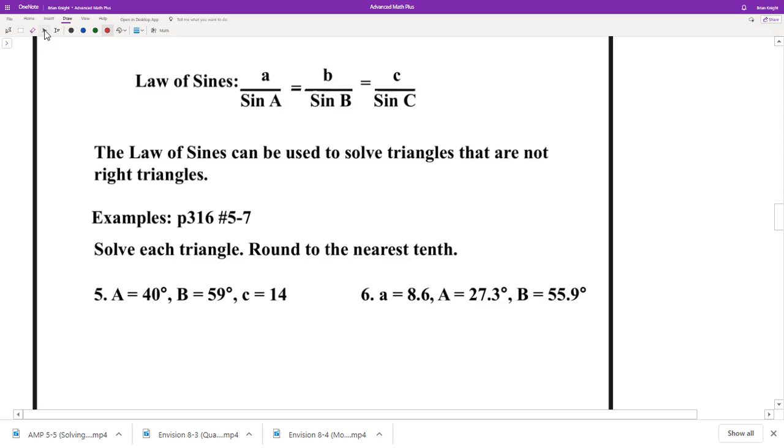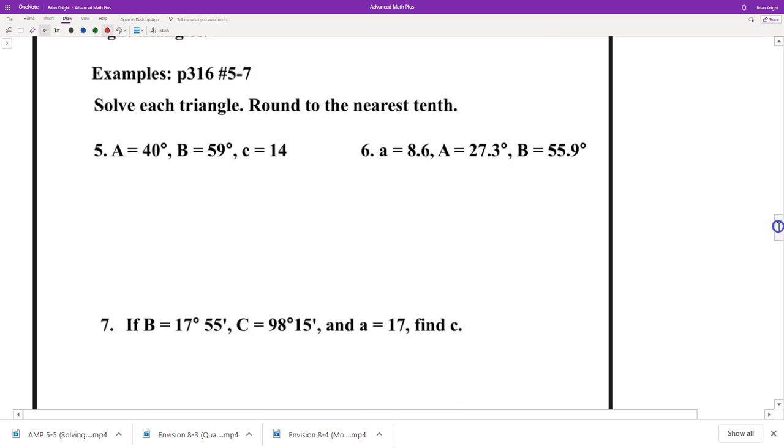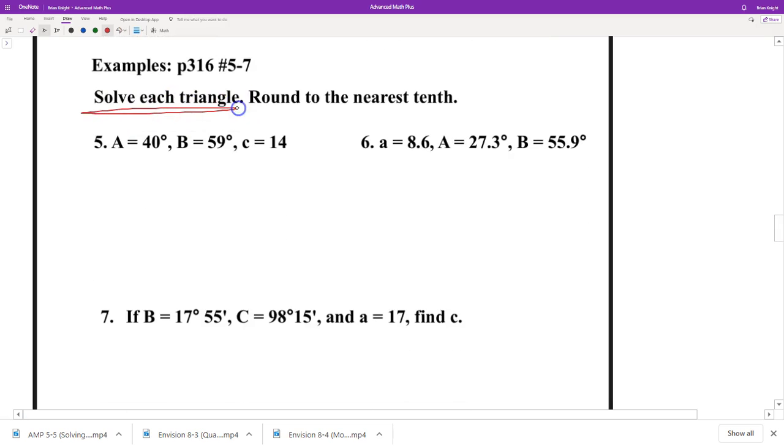Awesome. So basically, we're still solving each triangle, and just like our directions in the last section, solve each triangle just means find all the missing parts. Every triangle has three angles and three sides, so you're finding whatever angles and sides are missing. Number 5 says A equals 40 degrees, B equals 59 degrees, and C equals 14. So what did they give me? Two angles and one side. So I need to find the other angle and the other two sides.